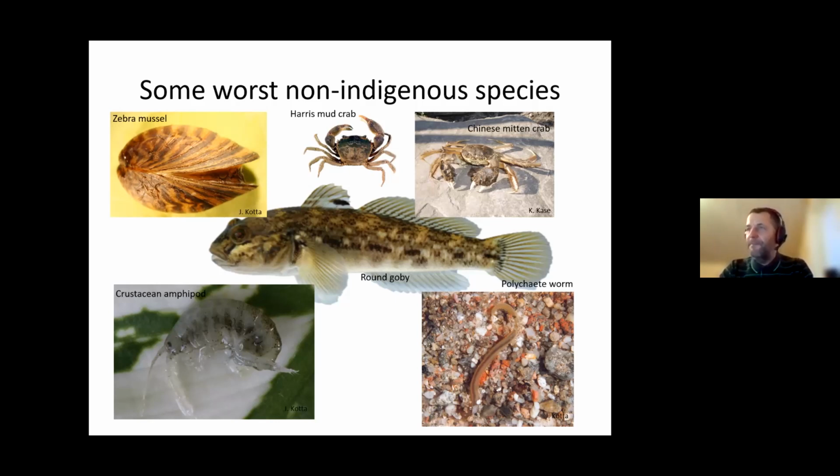Zebra mussel, very abundant in the Great Lakes, absolute disasters there. In the Baltic Sea, relatively low abundance, but were present, I mean, major changes. And some nice crabs, I mean, Harris mud crab and Chinese mitten crab. There are almost no native crabs in the Baltic, so those crabs basically enrich the Baltic Sea in terms of trophic functions.